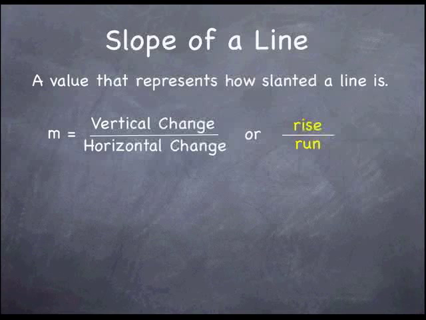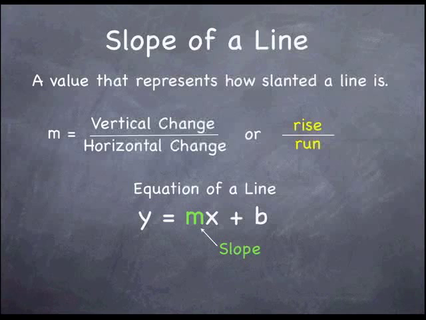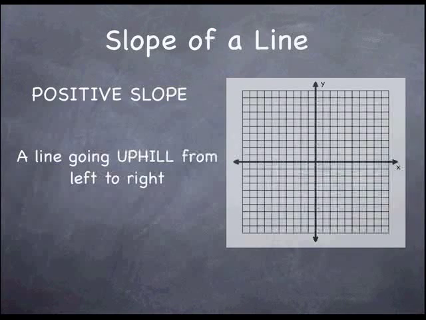When we talk about the equation of a line in y equals mx plus b form, the value that is in place of the m would be the slope. Now, we might take a look at a couple examples of lines.